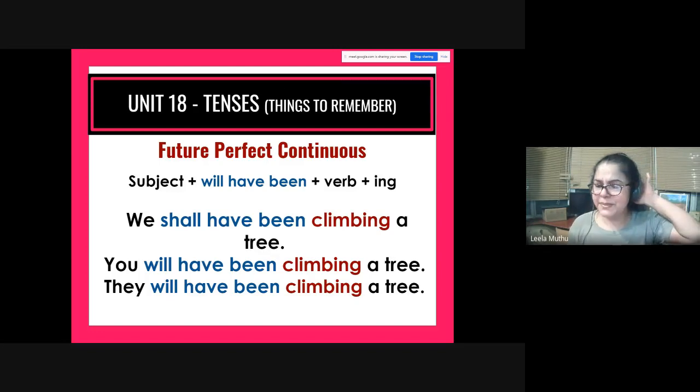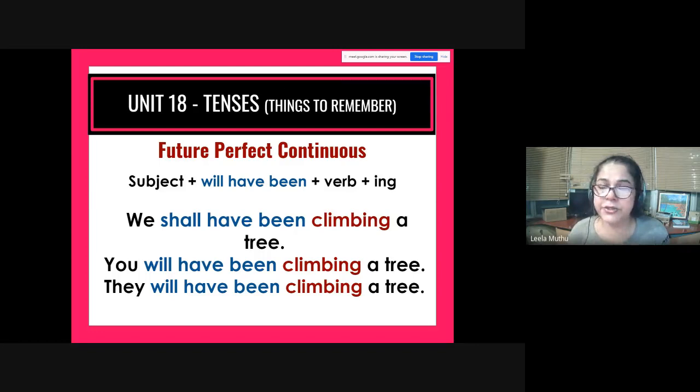I think I mixed up the slides. You're right. The past continuous and the future continuous, I've made two slides, so I'm so used to just turning one page. So here two pages are for the same thing. So I've been a little confused. So we shall have been climbing a tree, you will have been climbing a tree, and they will have been climbing a tree.